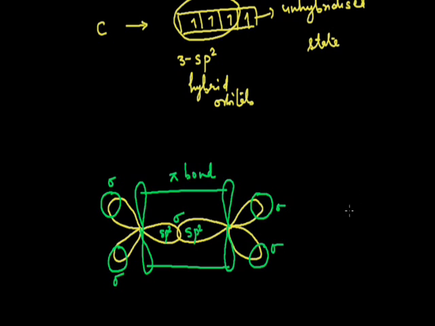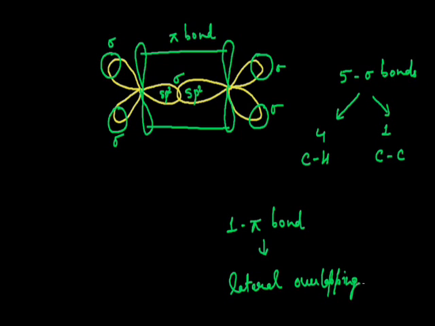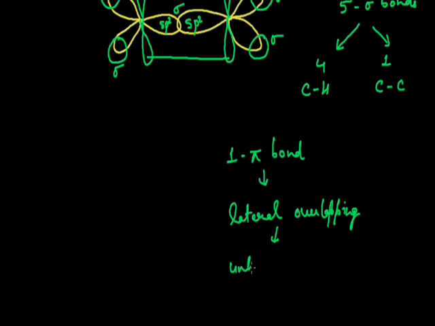So in this molecule we can say we are having 5 sigma bonds, out of which 4 are formed due to carbon-hydrogen overlap and 1 is formed due to carbon-carbon overlap. And in this molecule we have 1 pi bond that is formed due to the lateral overlapping of the unhybridized p orbital.